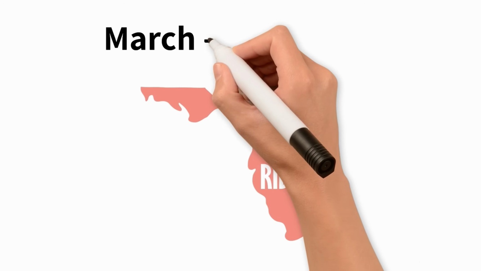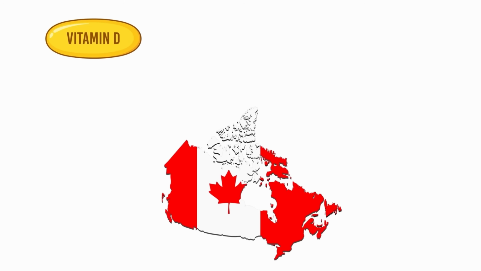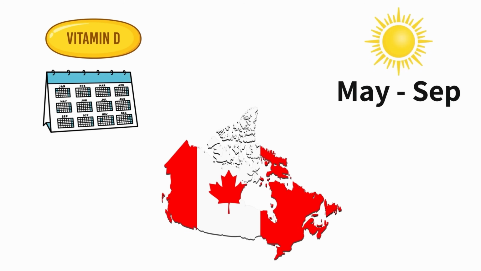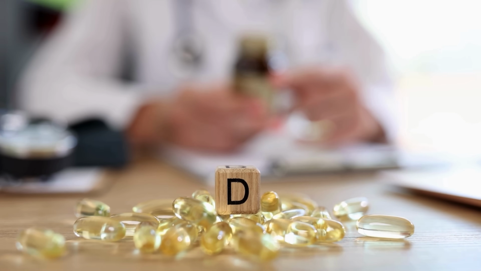In Florida, probably from March until November, you can get vitamin D because the sun is higher in the sky for longer. Then in Canada, depends where exactly, but you can make vitamin D only from May to September. So May to September, you have the option, if you want, to produce vitamin D via the skin. You don't have to, you can continue to take the supplement and forget about it.